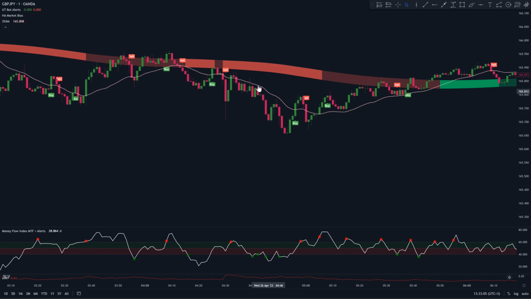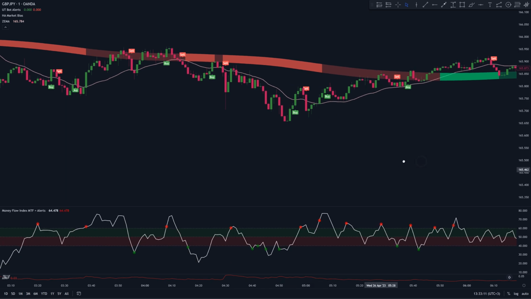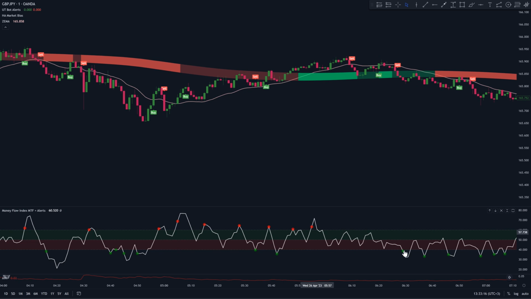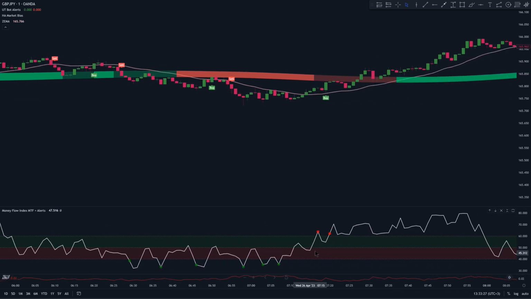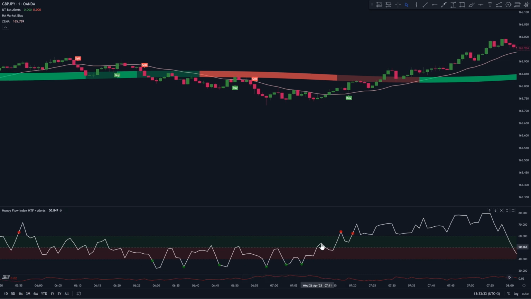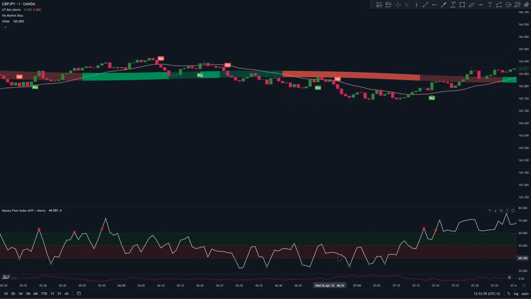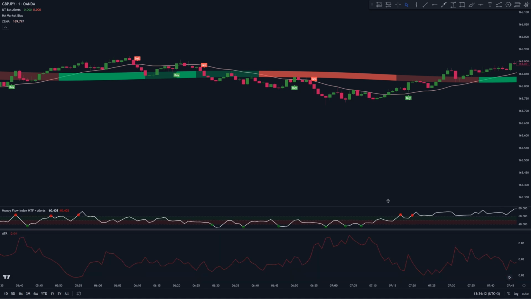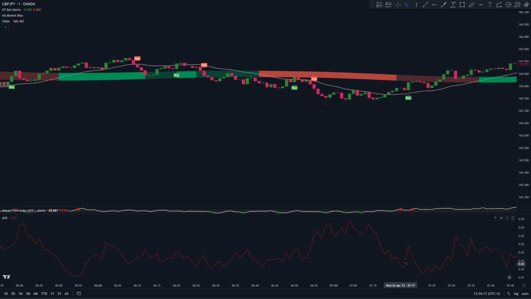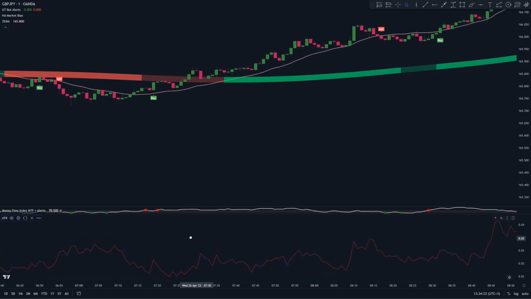Next, we have the money flow index, and it's going to be used to identify overbought and oversold conditions in the market. We will be looking to take only long trades after the money flow oscillator, this white line, goes below the 40 level. This indicates that the market is oversold. When the same money flow oscillator goes above the 60 level, that indicates that the market is overbought, so we will be looking to take only short trades. Last but not least, the ATR indicator is going to be used for stop loss placement. We're going to go over that in the next few minutes with an example.